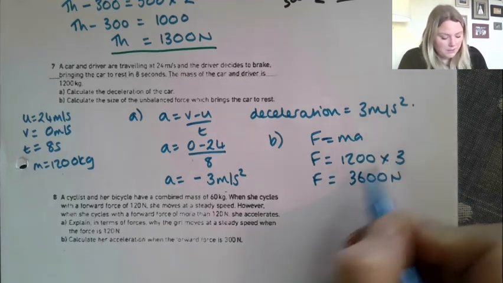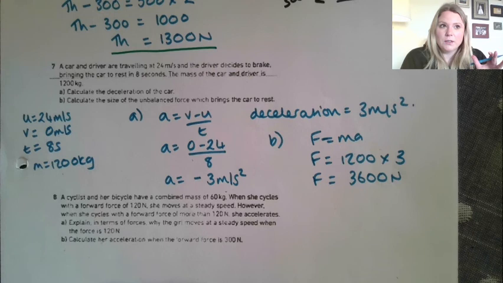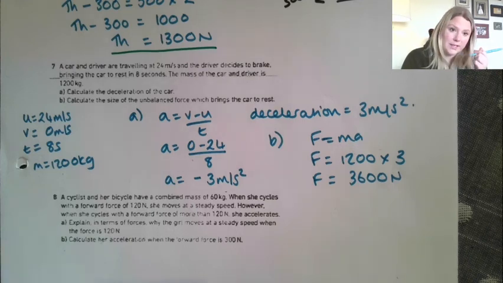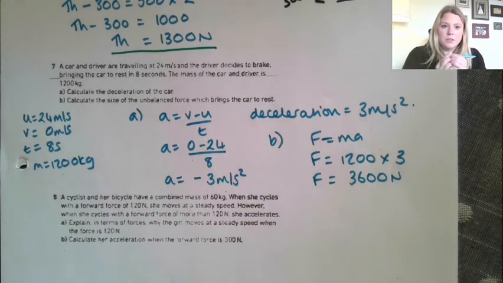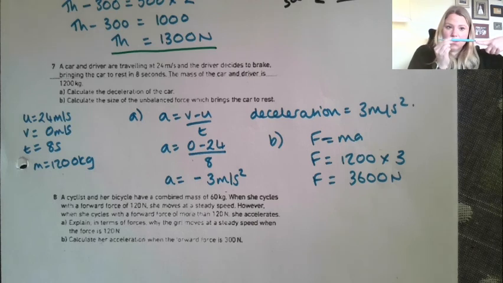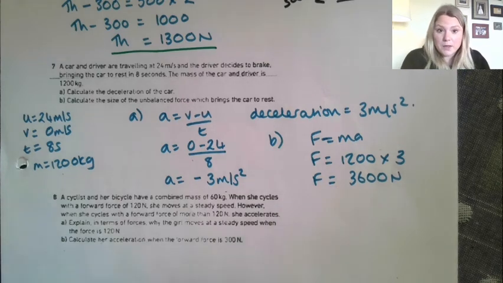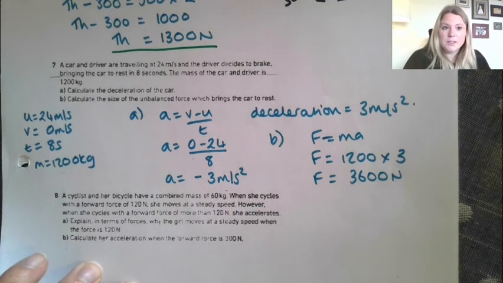If you put in minus 3, that's going to give you minus 3,600 newtons. That's fine. That minus sign just shows you that the force is acting in the opposite direction than the object is going in. So say this is the car here and it's moving to the right, well, the force is pushing it this way to bring it to a stop. So if you put minus there, that just shows you it's going in the opposite direction. Mark it right, okay?